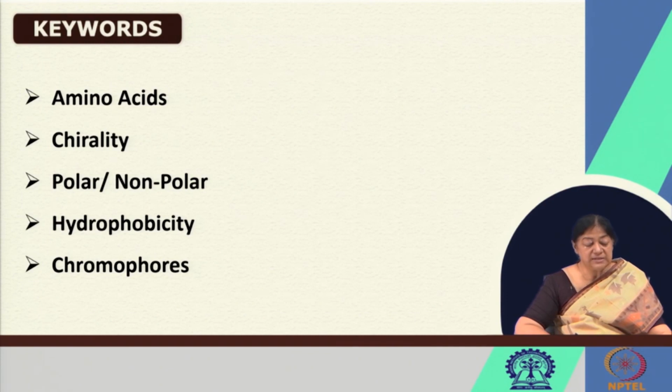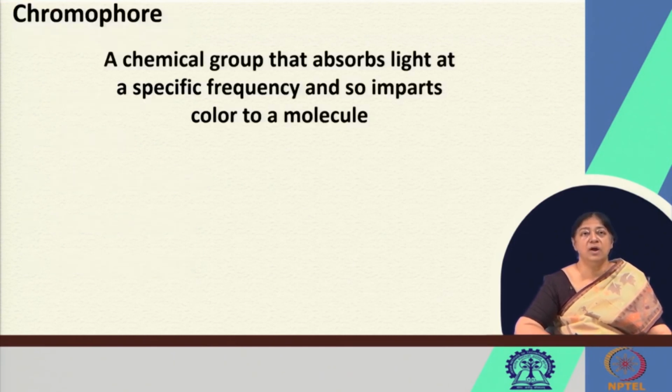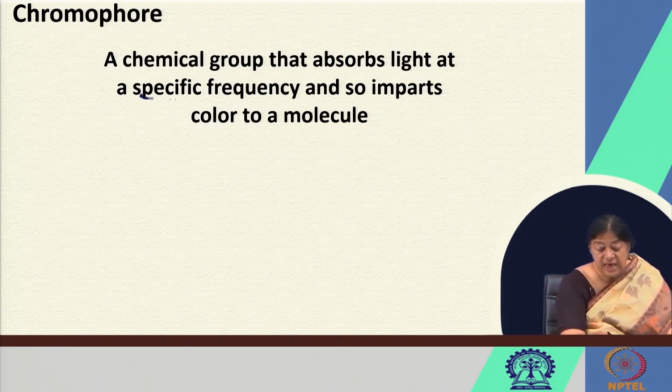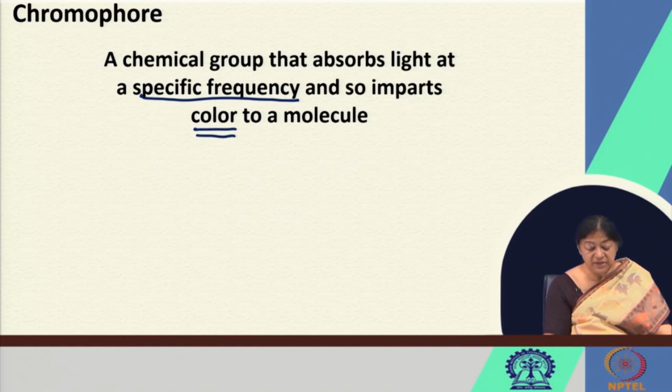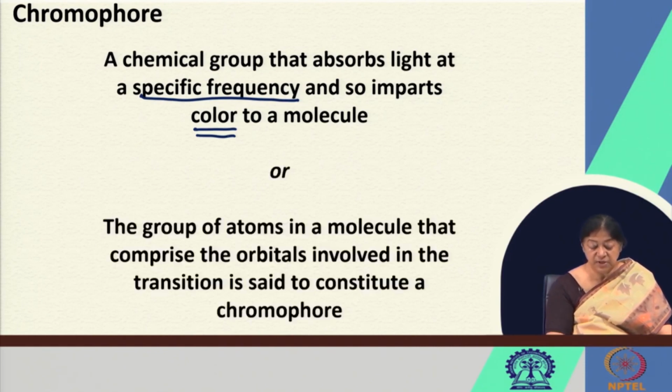So, when we look at the different keywords that we have looked at so far, we have not seen what chromophores are yet. So, what are these chromophores? A chromophore is a chemical group that absorbs light at a specific frequency, and what it does, it imparts color to the molecule. Or we can also define it as a specific group of atoms in a molecule that comprise the orbitals involved in the transition that constitute a chromophore.